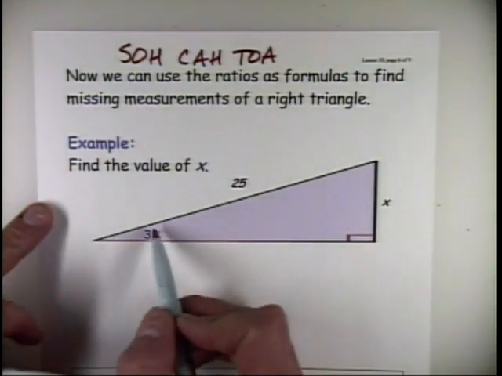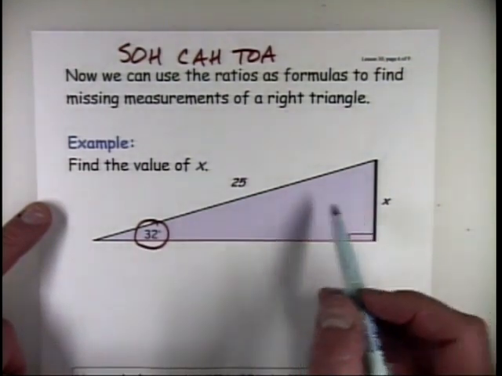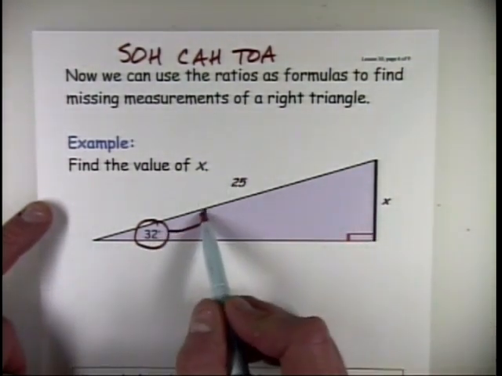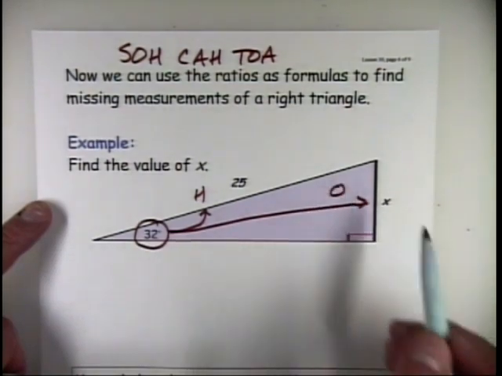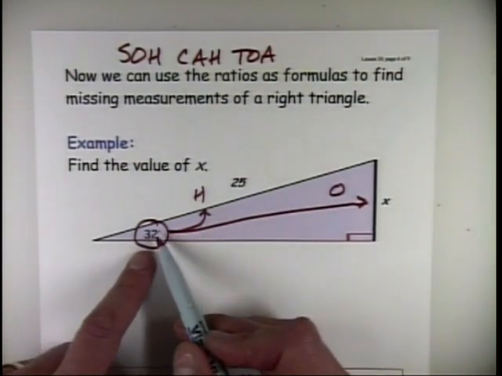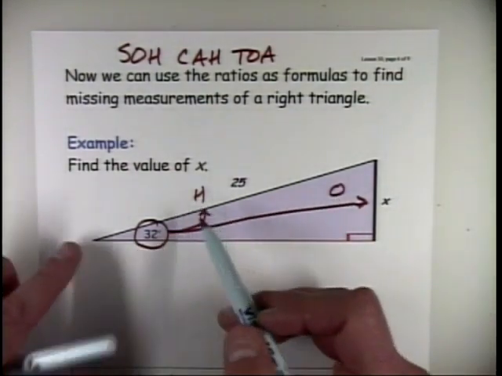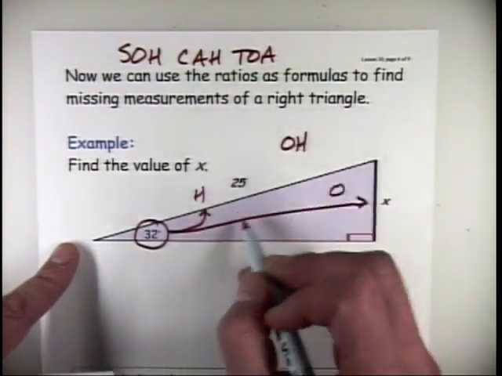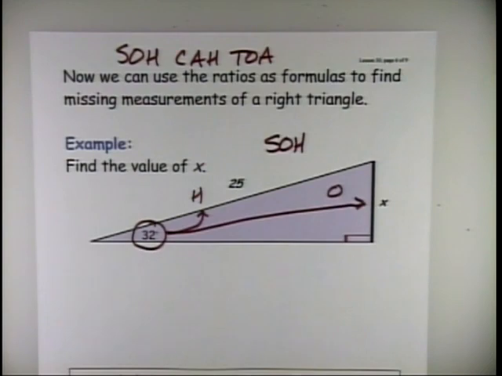So let's go. We're given one angle. That's not the right angle. So there's 32. And let's see the side lengths that we have. We're given the hypotenuse, and we're trying to find the side opposite. So if you're looking for a sine, here it is. We've got an angle, the reference angle, opposite over hypotenuse. So I'm going to write the O and the H, and which one does that go with? That's SOH. And SOH means sine. So that's an easy way to help you figure out which ratio to use.